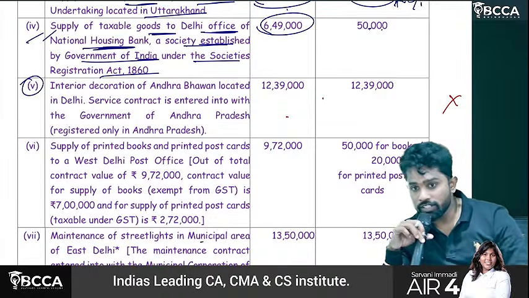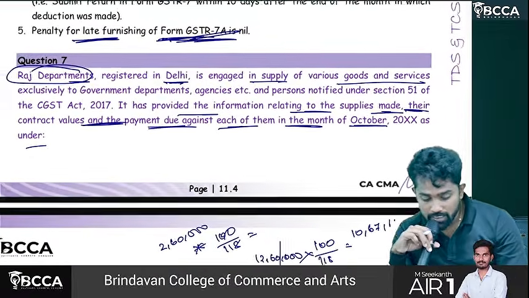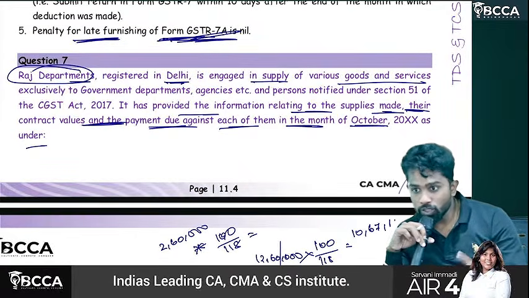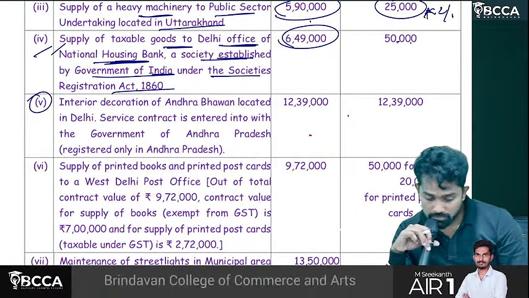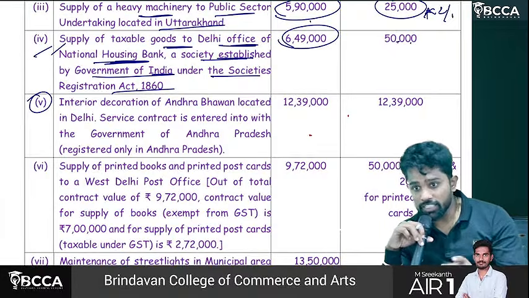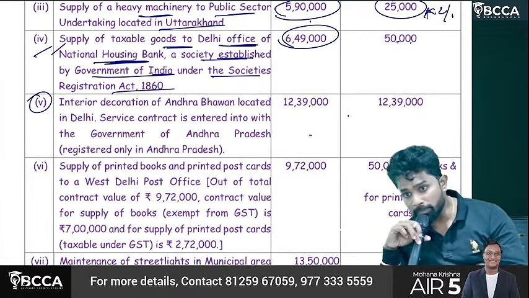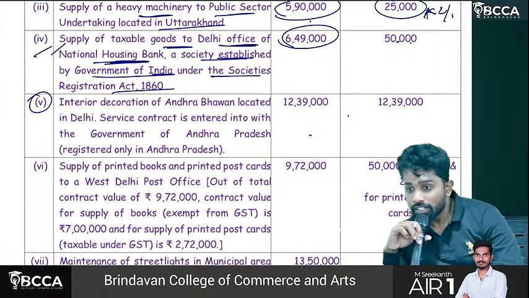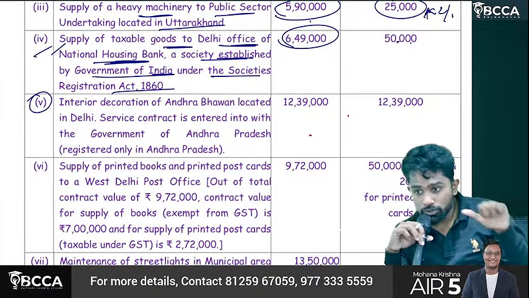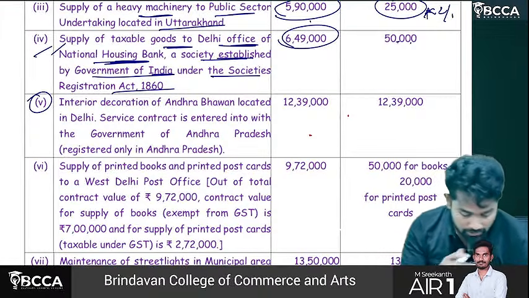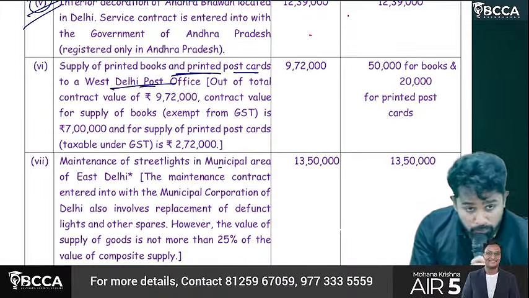Sir, where is the supplier from? Here understand, the supplier is Rajya Departments. Location of supplier is Delhi. Here, who is the recipient, sir? Andhra Bhavan for Andhra Pradesh. So location of recipient is Andhra Pradesh. Location of supplier Delhi, location of recipient Andhra Pradesh. Place of supply? Delhi. So LOS and POS are in Delhi, whereas the recipient is in Andhra Pradesh. So TDS is not applicable. Then supply of printed books and printed postcards.